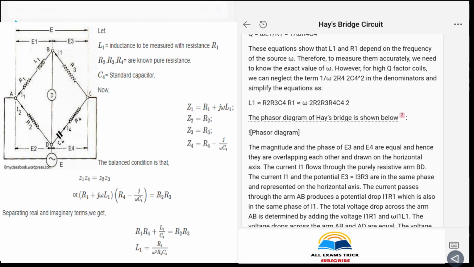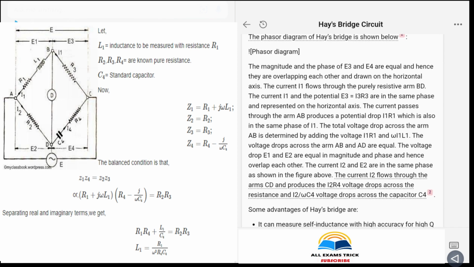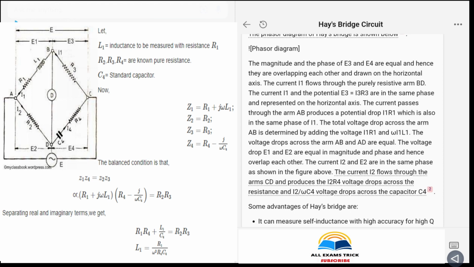Phasor diagram. The magnitude and the phase of E3 and E4 are equal and hence they are overlapping each other and drawn on the horizontal axis. The current I1 flows through the purely resistive arm BD. The current I1 and the potential E3, which is equal to I3 R3, are in the same phase and represented on the horizontal axis. The current passing through the arm AB produces a potential drop I1 R1, which is also in the same phase as I1.